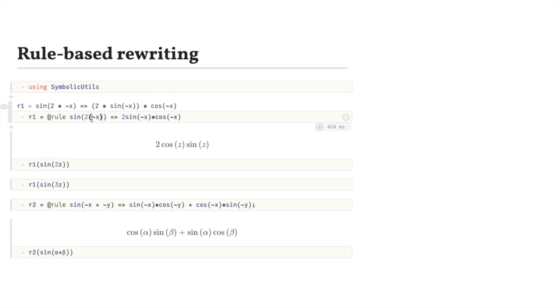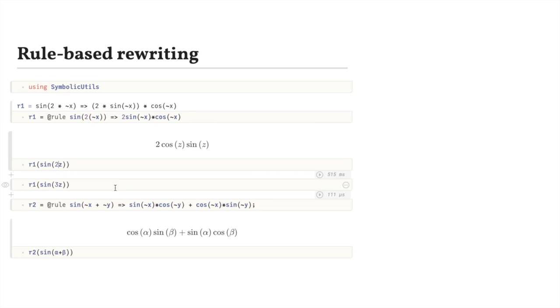The tilde x here denotes a slot. It matches anything which appears as sine of 2 times something. The occurrence of tilde x on the right hand side substitutes the match. A rule behaves like a function which takes an expression and returns a rewritten expression if the pattern matches. So here, applying the rule on sine of 2z returns 2 cosine of z times sine of z. You can see that tilde x was matched with z and substituted on the right hand side.